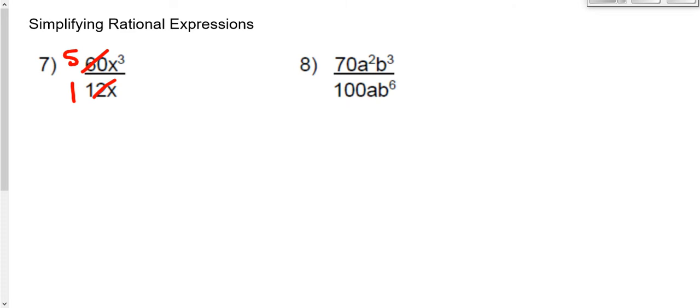Next, I'll look at my x's. I have x cubed on top, x on bottom. Their greatest common factor is x. So if I take x cubed and divide it by x, I get x squared. And x divided by itself is again 1.